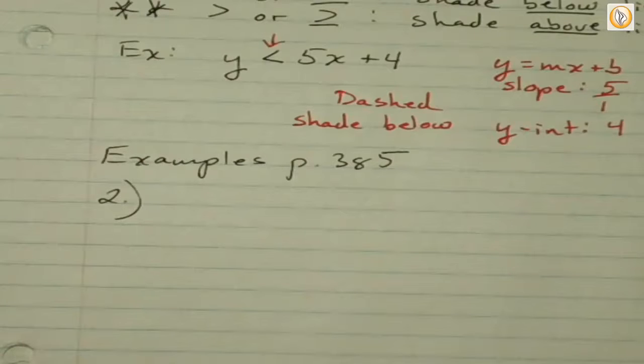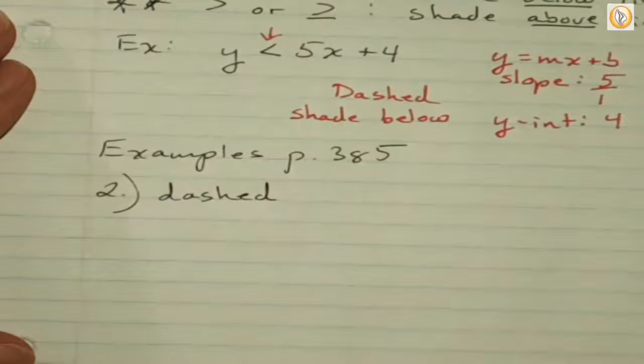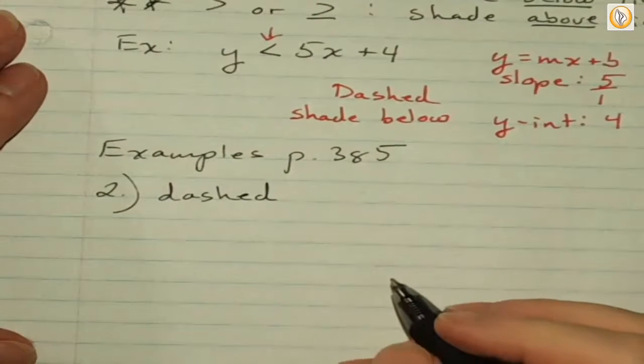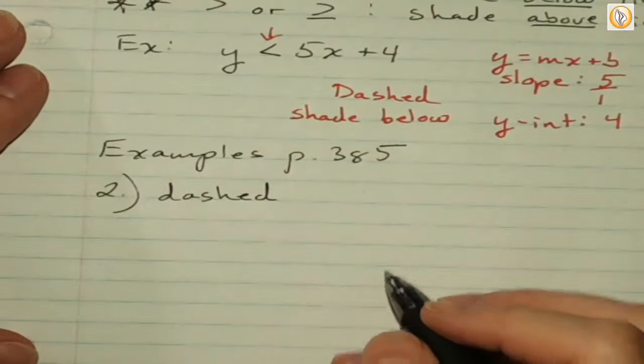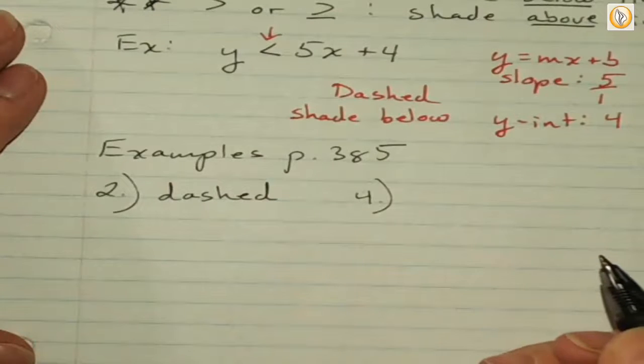Hold on. Joseph, number 2, dashed or solid? Yeah, that's right. Remember, if this is solid. That's right. That's a dashed line. Does everyone see that? Number 4, Atalia. Solid.